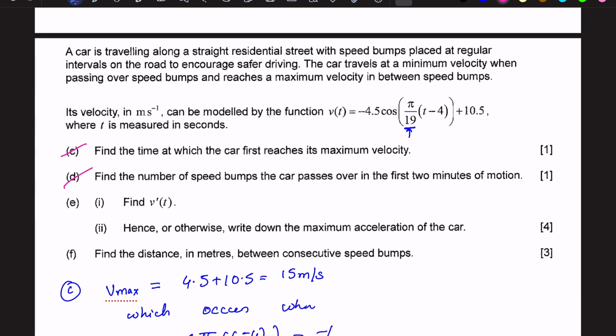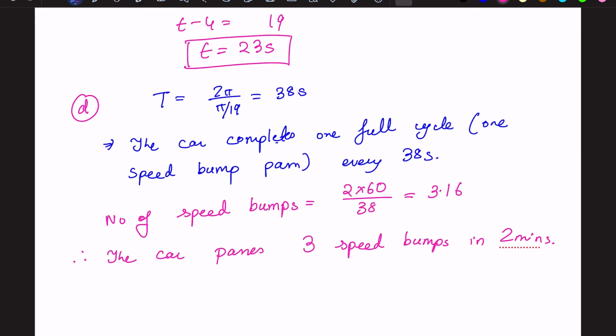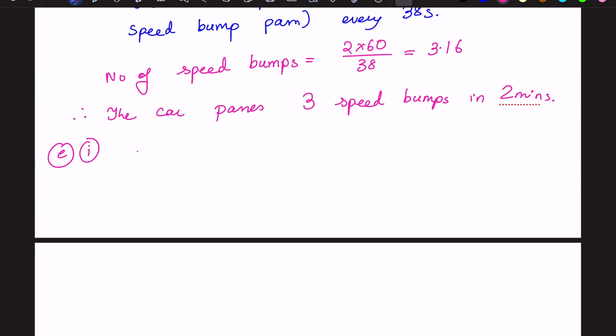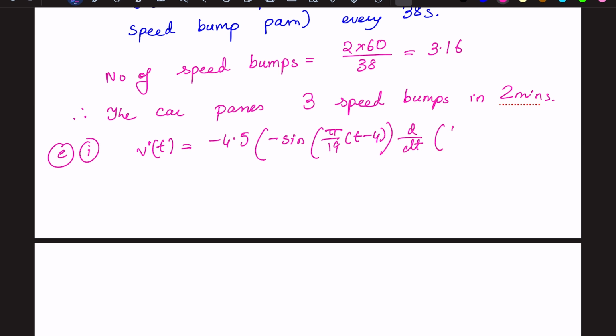Now for part E1, we have to find V prime t. We just have to differentiate this. So V prime t would be minus 4.5. Differentiation of cos gives a negative sign, and the inside part remains the same. Then we differentiate the inside part, pi by 19 (t minus 4), which on simplification gives pi over 19. The negative cancels out, so it's 4.5 pi over 19 sine of pi by 19 (t minus 4). This is your V prime t.